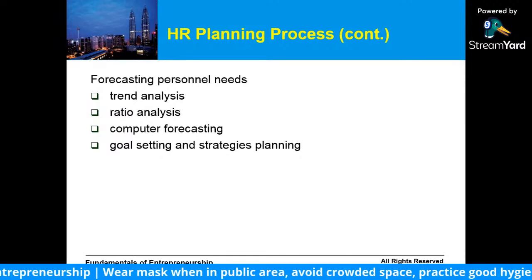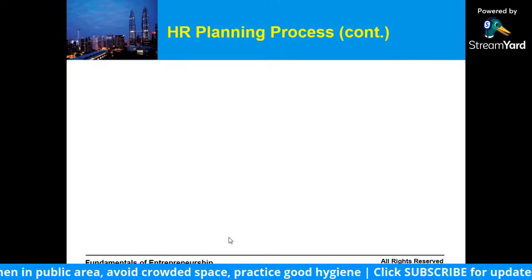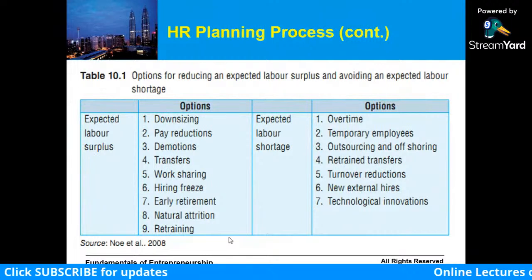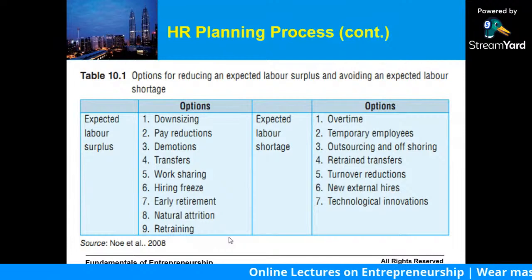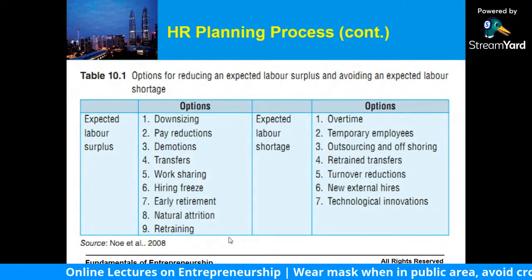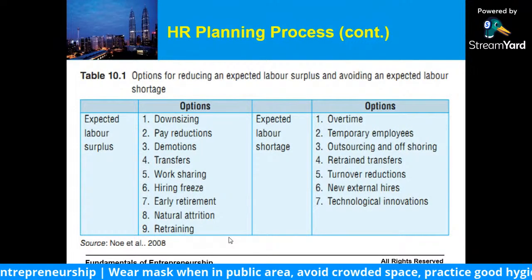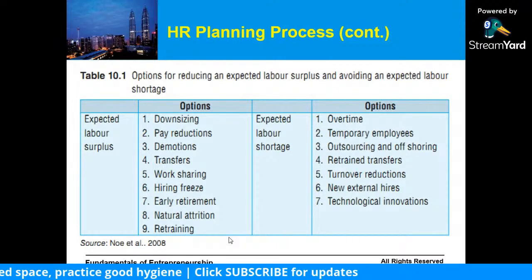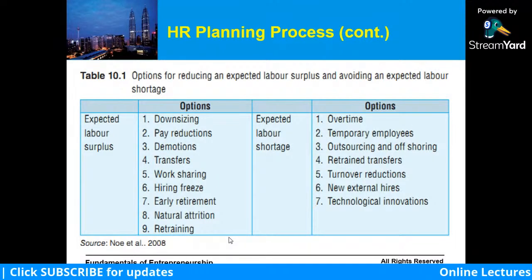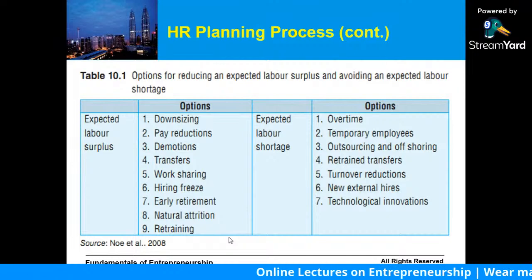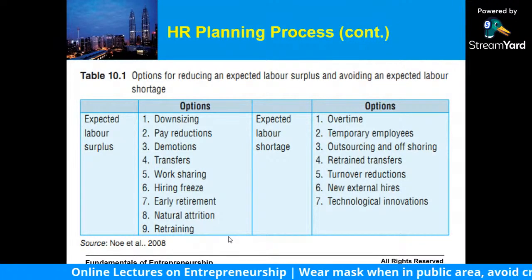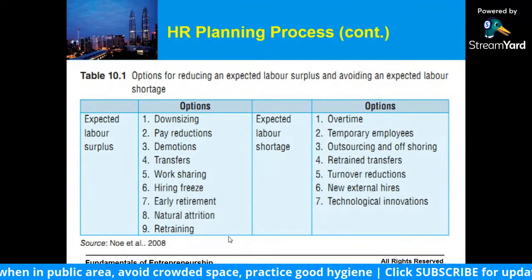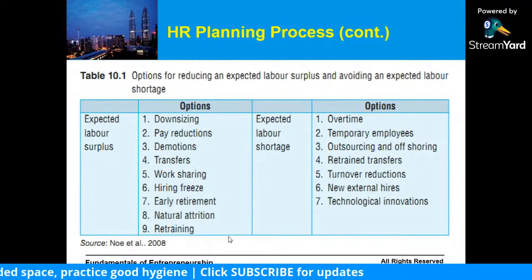All right, so as an example, you can see Table 10.1 in your book: options for reducing an expected labor surplus and avoiding an expected labor shortage. So if you think that in a few years' time you may have more laborers in your business, you need to think of some options, some actions that can be taken. For example, downsizing. This is what happened in some businesses during the pandemic. When businesses think about survival, they need to think of reducing costs.